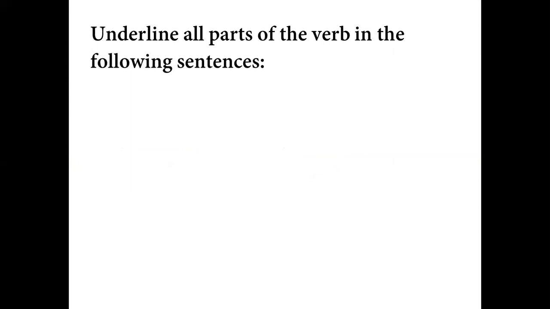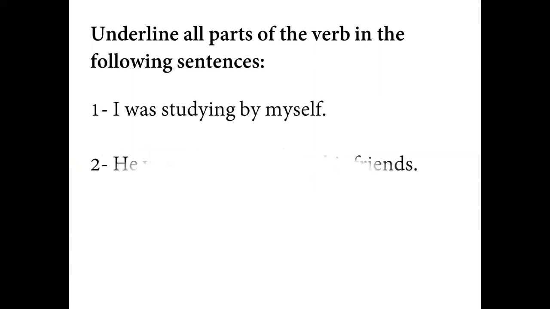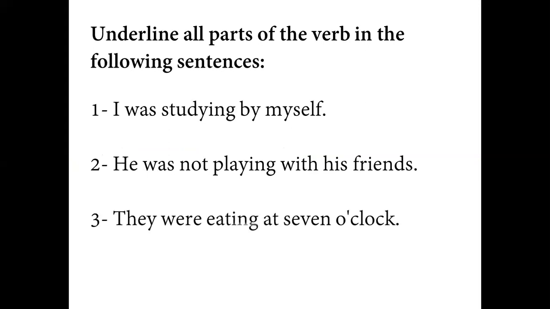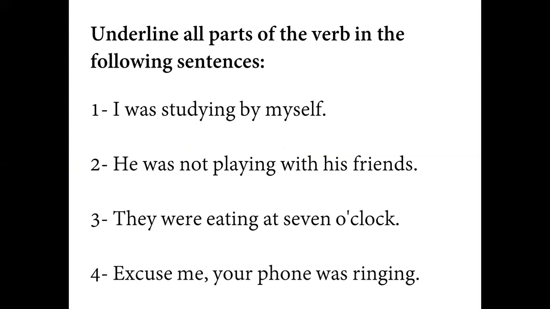Okay, the next question, underline all parts of the verb in the following sentences. I was studying by myself. He was not playing with his friends. They were eating at 7 o'clock. Excuse me, your phone was ringing. Okay, guys, you can find this exercise on page 103. As for the first one, I was studying by myself.